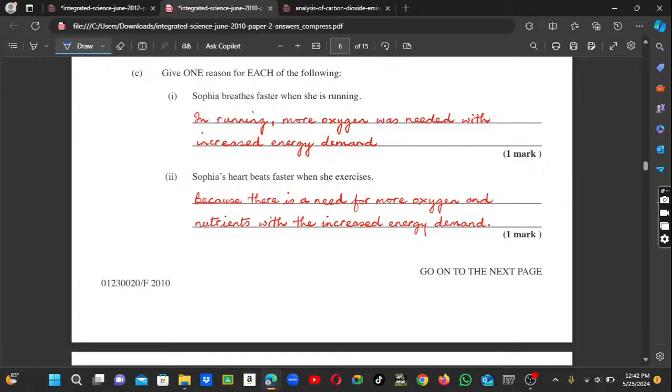Another one: Sophia's heart beats faster when she exercises. It's not just Sophia, guys. When we exercise, our heart normally beats faster, and it's because there is a need for more oxygen. If you're exercising and breathing faster than you normally breathe, then your body doesn't have enough oxygen to meet the increased energy demand.